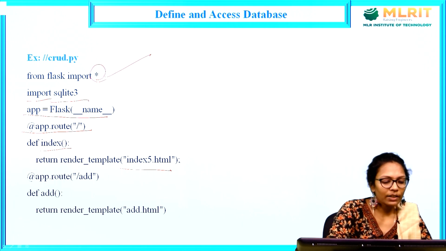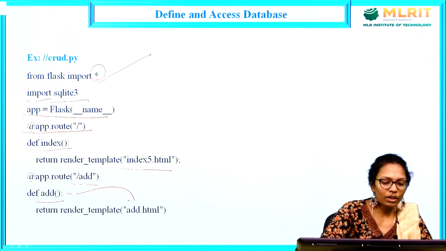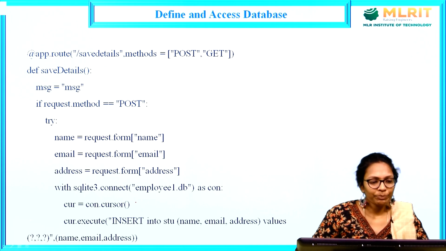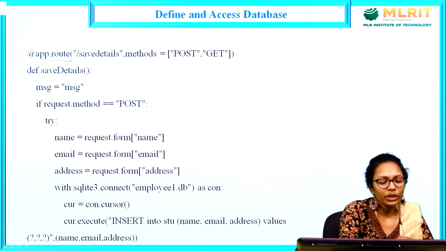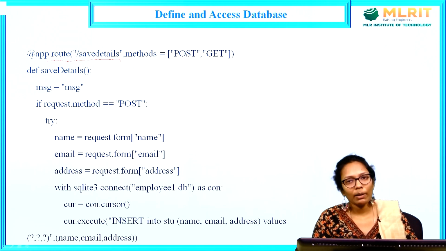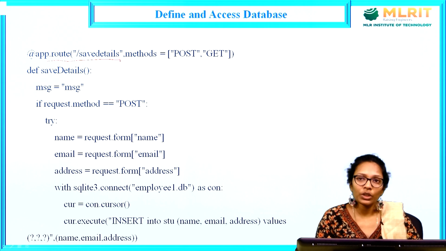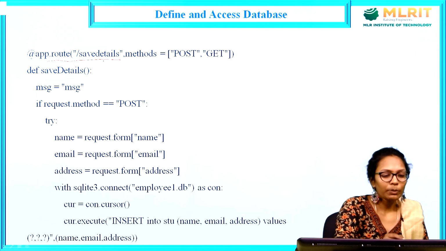After that we have one more route, /add, which is for adding data to the table. This add method will call add.html. Now we have one more route, /save details. After entering the data, it should save that data into the table, so for that purpose you are calling the save details method.